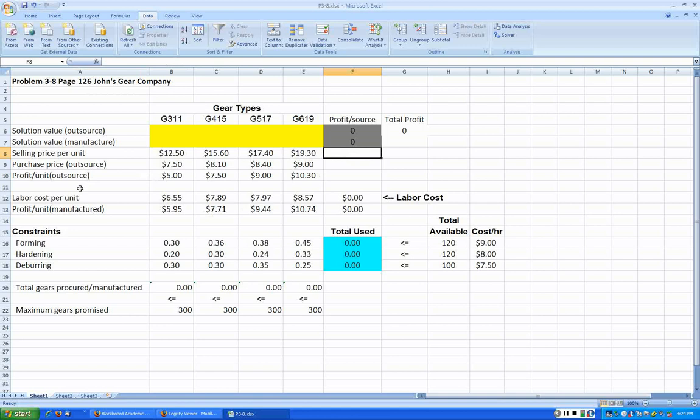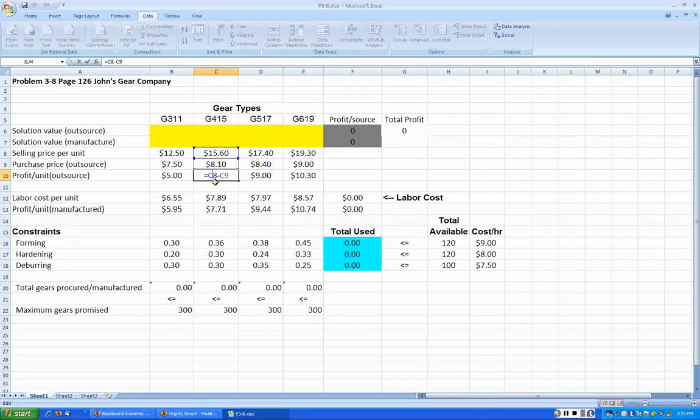Okay, and now the purchase price, if he outsources that, so 1 unit of gear 311 can be made for $7.50. But he charges $12.50 to sell it, so he makes a profit of $5. That's the difference between the selling price and the procurement price. Likewise, we have the information in the problem for the other gears, and we get the unit profit for the other 3 gears the same way. That's the difference between the 2.